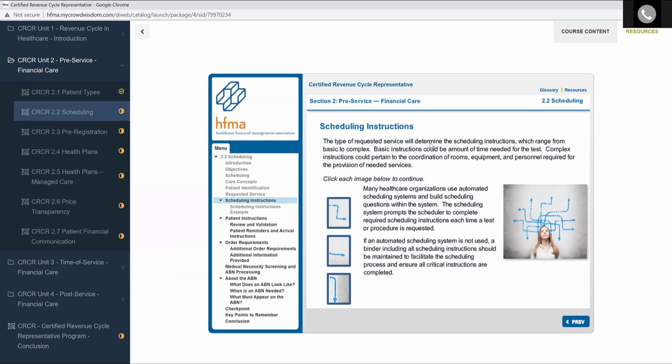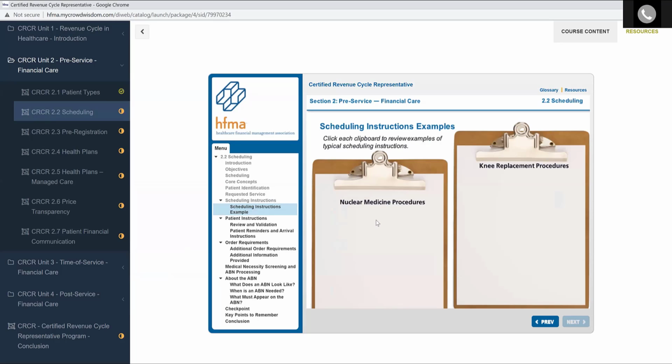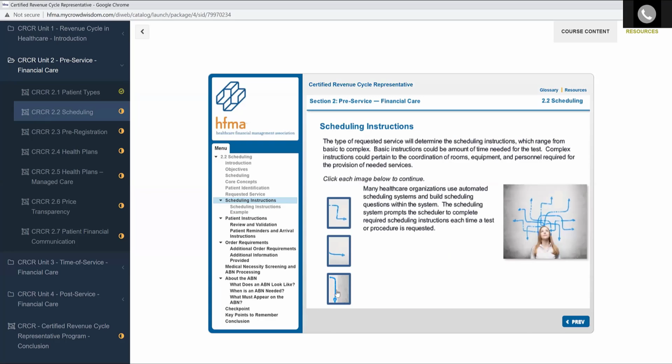If the automated scheduling system is not used, a binder including all scheduling instructions should be maintained to facilitate the scheduling process and ensure critical instructions are completed. I think in today's society, most places have automated scheduling systems, but in the event they don't, you would use the paper binder way. These are just scheduling instruction examples. If you click the clipboard, it'll give you the typical scheduling instructions. We'll just go through quickly.